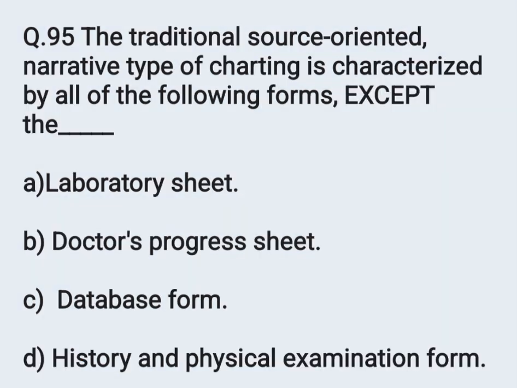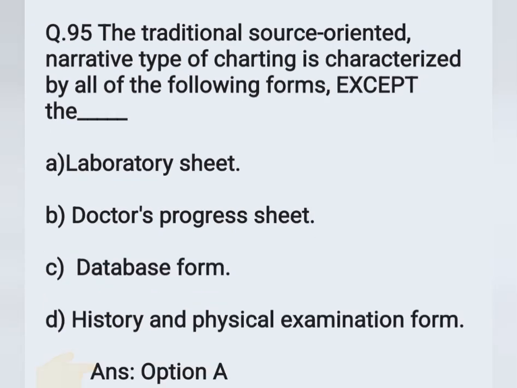And the next question, number 95. The traditional source-oriented narrative type of charting is characterized by all of the following forms, except. Options: option A, laboratory sheet, option B, doctor's progress sheet, option C, diabetes form, option D, history and physical examination form. And the correct answer is laboratory sheet or lab form.